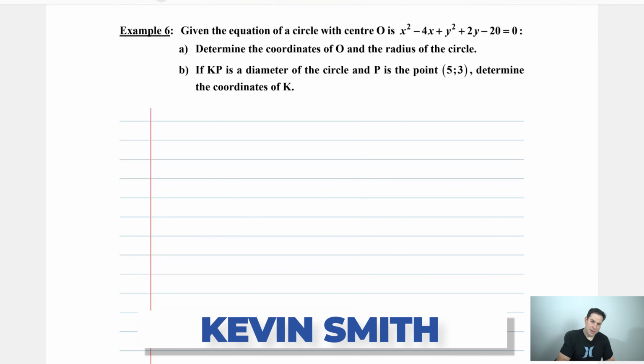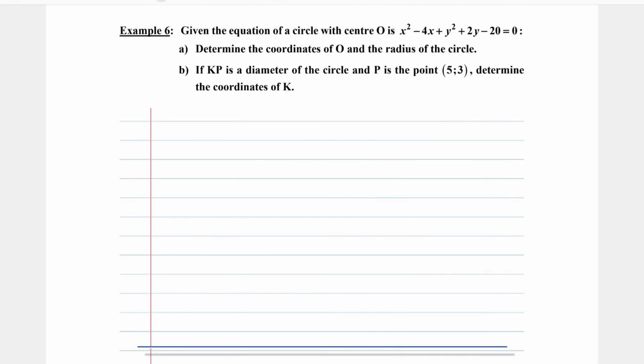In this video, we'll be covering example 6 on page 214 of the grade 12 Maths Handbook and Study Guide. It reads, given the equation of a circle with center O is x squared minus 4x plus y squared plus 2y minus 20 equals 0, A, determine the coordinates of O and the radius of the circle.